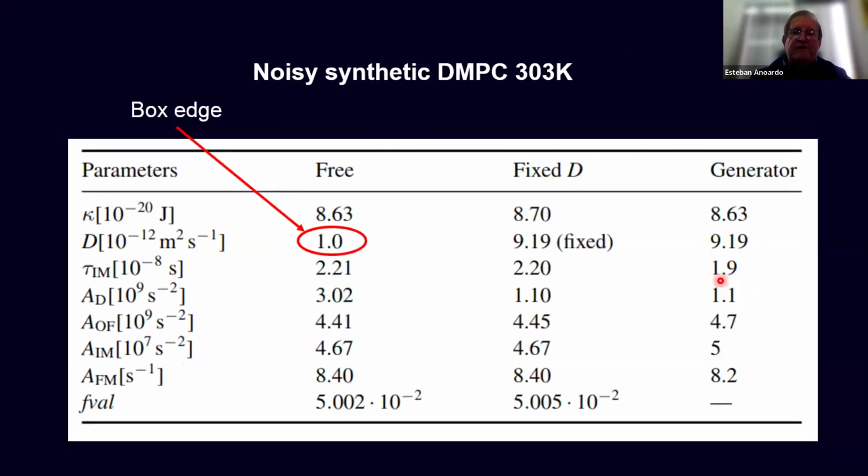When we go to the noise, we add noise and we fit again. When we allow all the parameters to be free, that is, we do not fix anything, no parameter fixed, all are free, we recover quite well the bending elastic modulus, but the diffusion is going to the box edge, to the limit of the range. Okay, and also again, we see that there is a difference in the amplitude. The rest of the parameters are reasonable, quite well, I should say. So again, this puts a red light on the diffusion term.